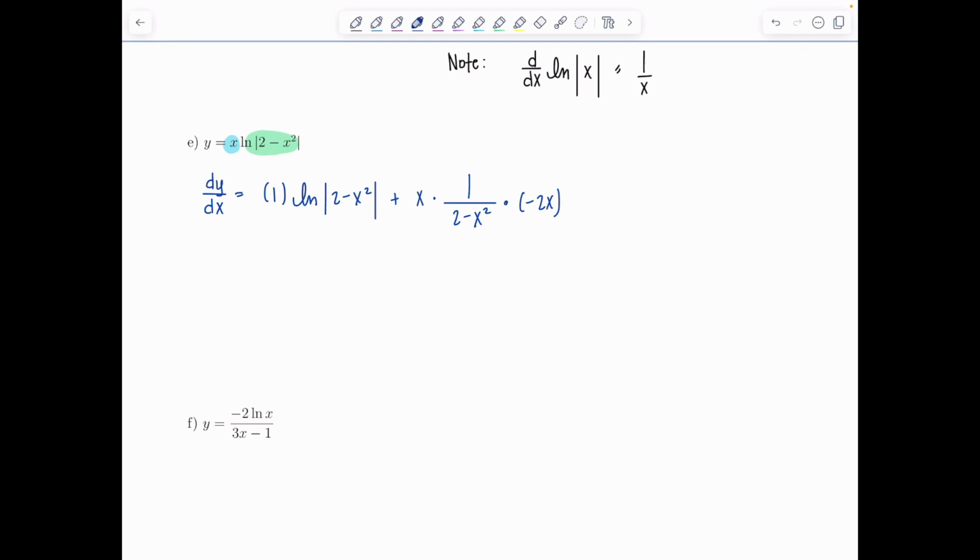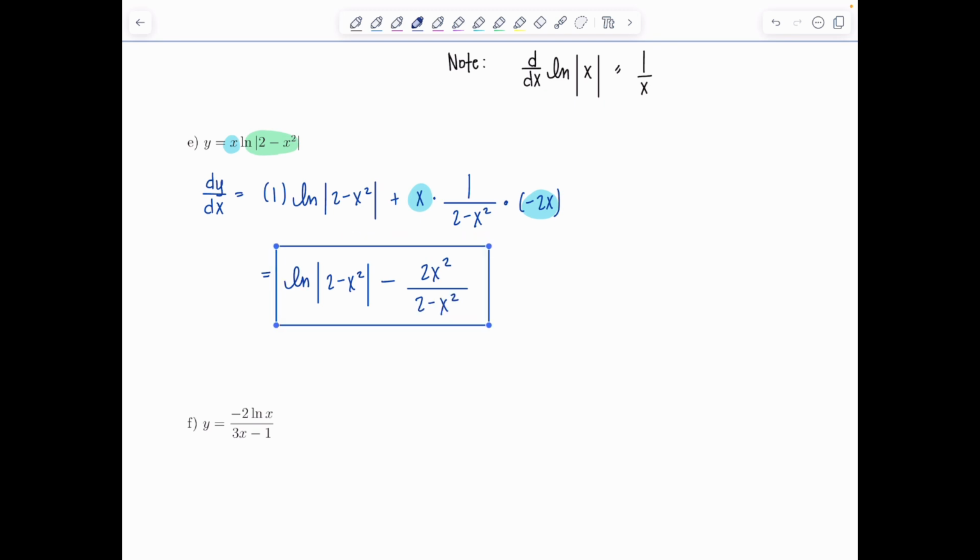Okay, good. And then we can clean up a little bit. So ln absolute value 2 minus x squared. This one keeps its absolute value bars because I didn't take the derivative this time. So that stays. And then if I simplify x times negative 2x, I'm going to have minus 2x squared in the numerator over 2 minus x squared in the denominator. And that's it. Very good.